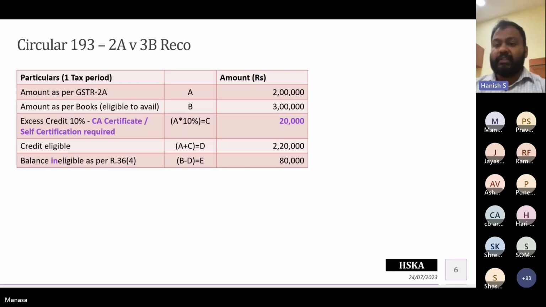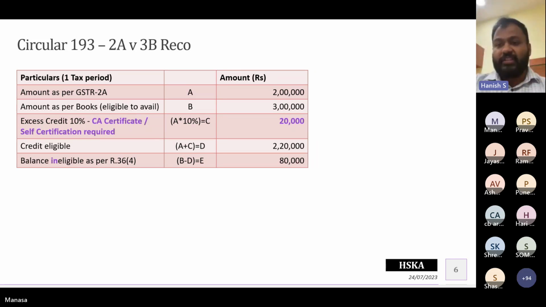Okay. Now what does Rule 36(4) say? Whatever is appearing in 2A, you increase that by 10%. So I take additional 10% credit. So what is the credit I can take? Though the eligibility is 3 lakh, the credit which I can take is 2,20,000 rupees. Now what the circular says is 2 lakh you have taken as per 2A, no additional documents required. Already 16(2) has a list of documents which are required to be given, conditions to be satisfied. So additionally, I don't want anything from you.